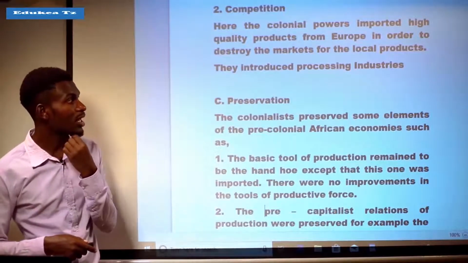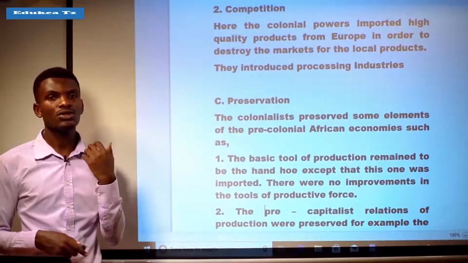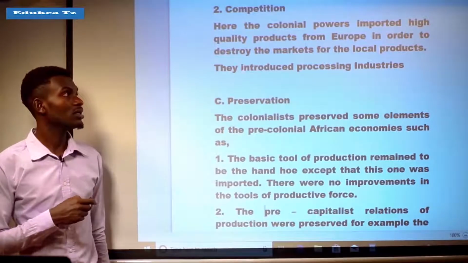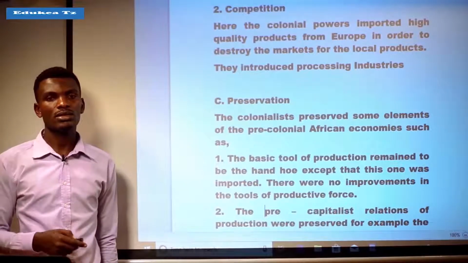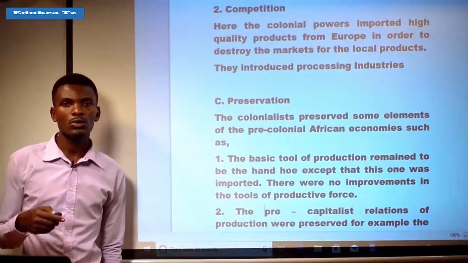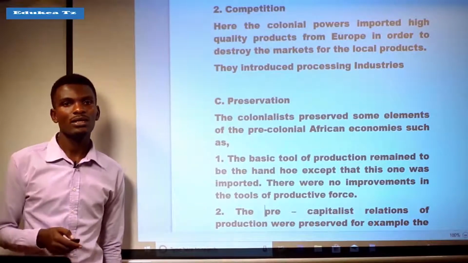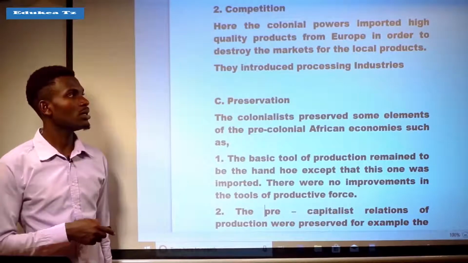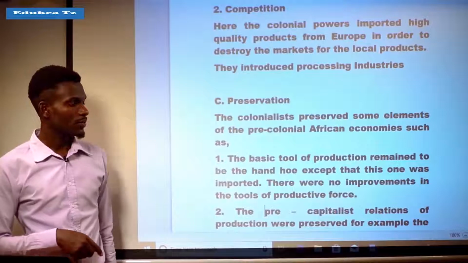And hence, after destroying the local or traditional industries in Africa, the colonialists decided to establish processing industries that processed the raw materials or agricultural products in order to reduce the burden when they wanted to export the raw materials to Europe for their industries.